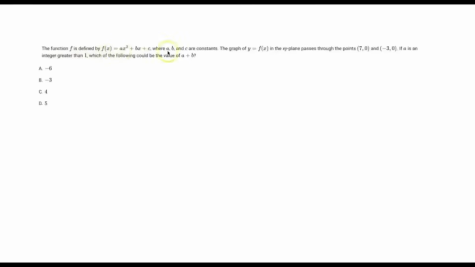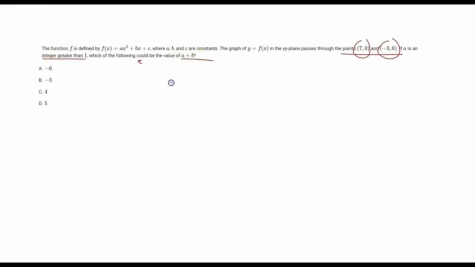Function f is defined by the standard form of a quadratic. a, b, c are constants. When its graph passes through these points, so these 2 points, 7, 0, and negative 3, 0, these are the x-intercepts. It says if a is an integer greater than 1, which of the following could be a value of a plus b? So could means that there are multiple possible values, but just based on our selections here with our choices, which one could be a value of a plus b?